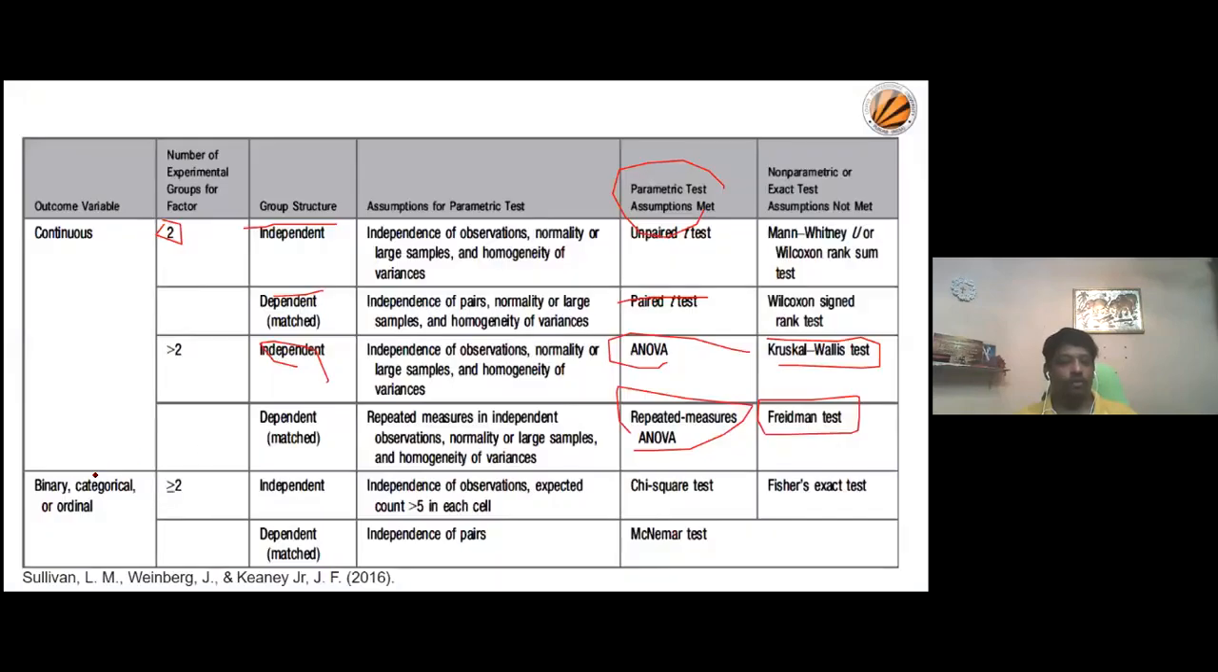And if you have binary data, with more than 2 groups, use chi-square, or if it is non-parametric for chi-square, the Fisher exact test. If it is dependent matched pairs, then use the McNemar test. So this gives you an overview of the statistical tools that you should employ for your study, right?